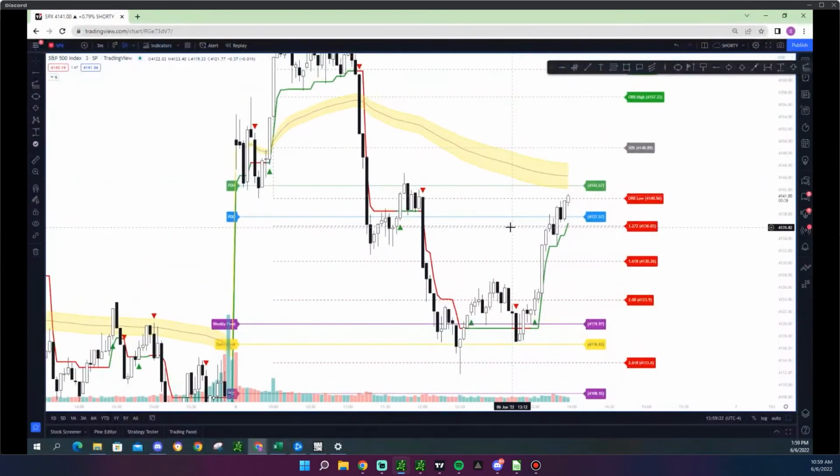We're approaching the VWAP right here and PDH at the same time. I think this is a good spot to even add more. I hate adding, but this might be it.